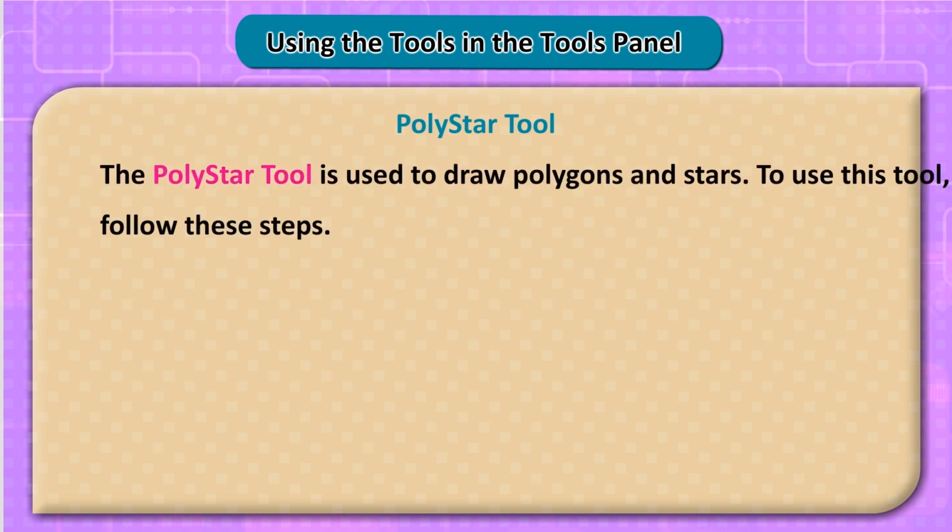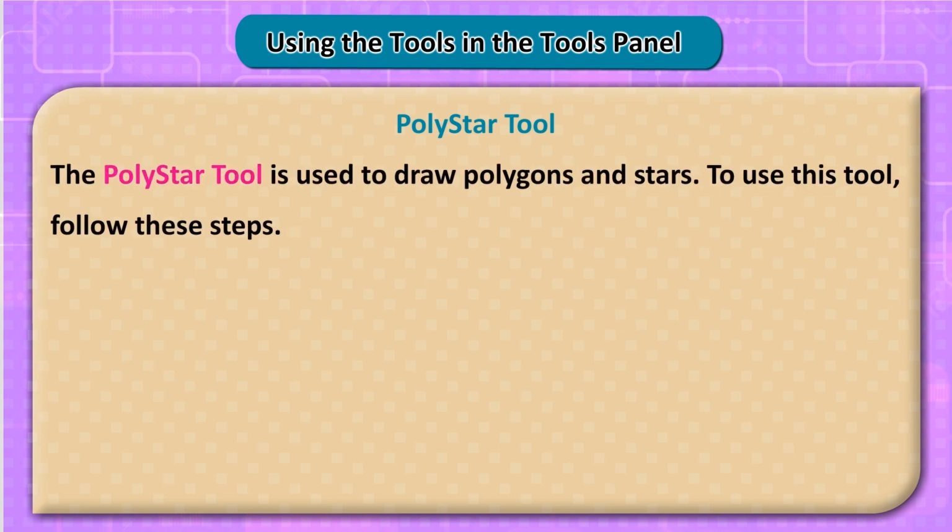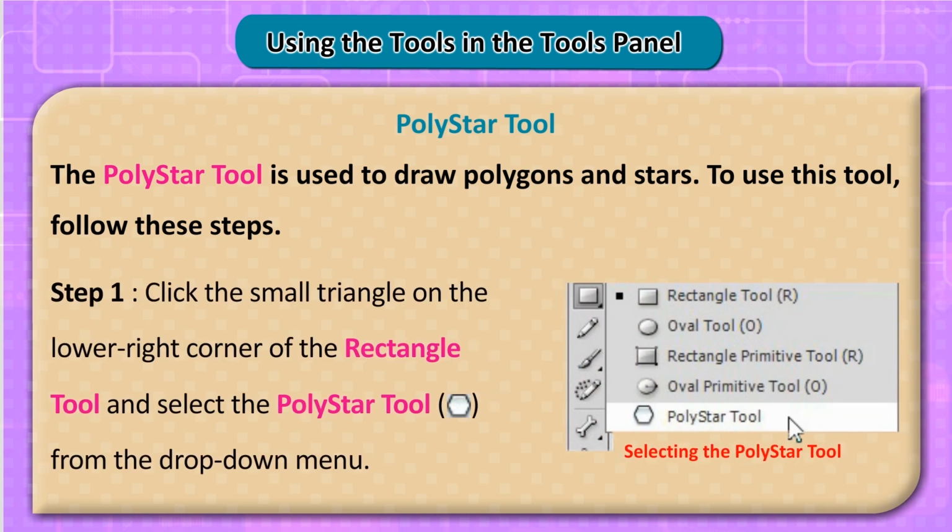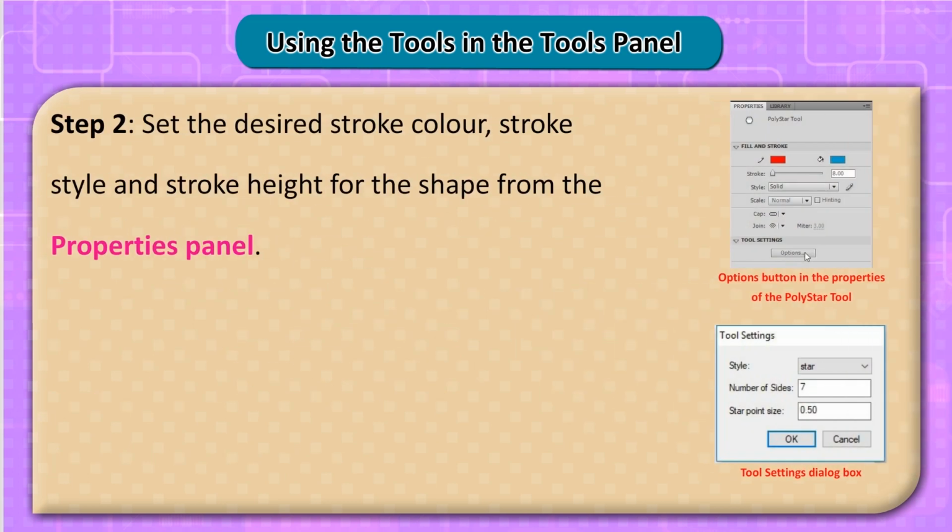Polystar tool. The Polystar tool is used to draw polygons and stars. To use this tool, follow these steps. Step 1. Click the small triangle on the lower right corner of the rectangle tool and select the Polystar tool from the drop-down menu.